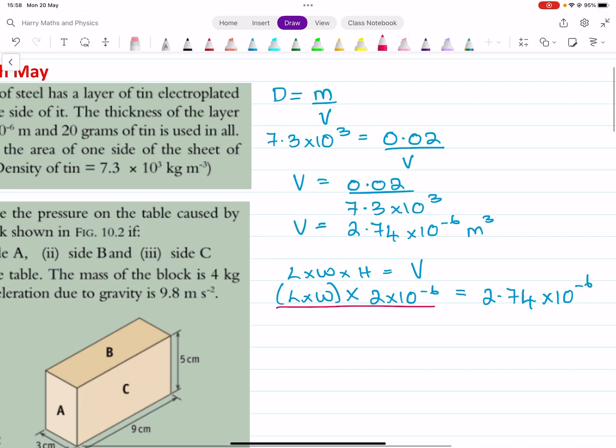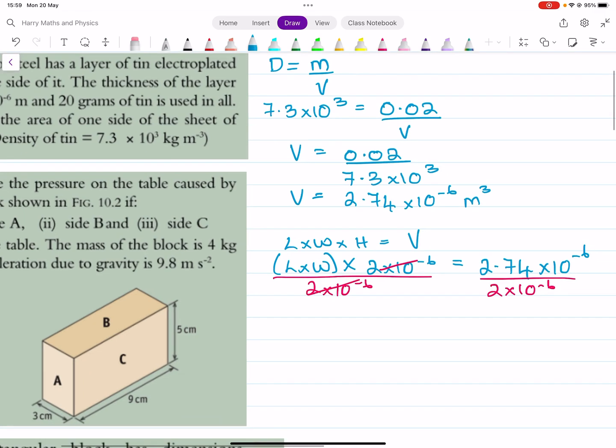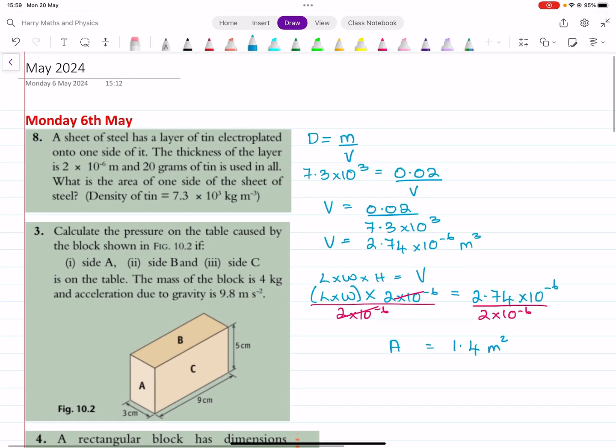So I'm going to divide by 2 by 10 to the minus 6 to cancel that, and then do that over here. So I've got that number divided by 2 by 10 to the minus 6, which is giving me a length by width, which is an area of 1.4 meters squared. That's what I'm getting. Okay, that's question 8.